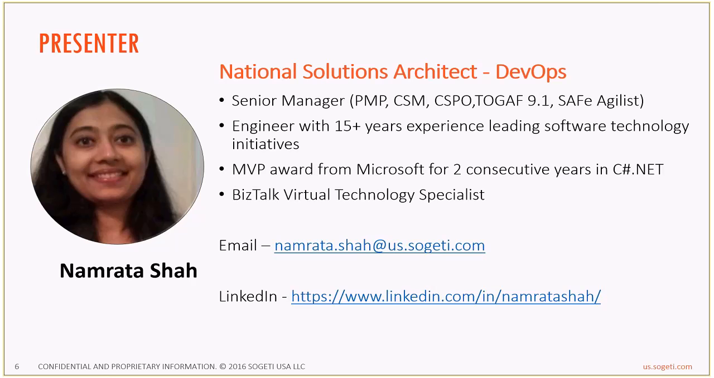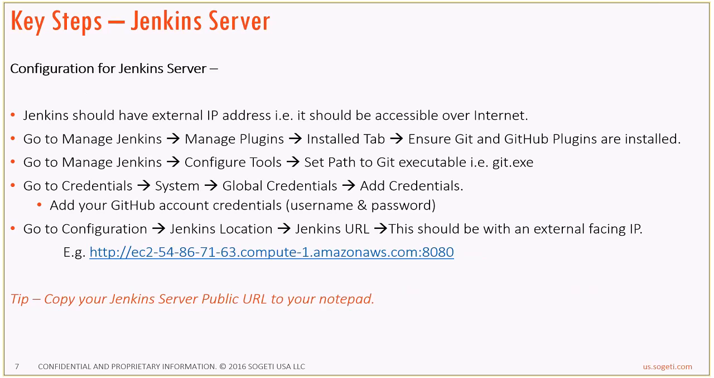So for today's discussion, we will see how we want to create a webhook between Jenkins and GitHub. Basically, to ensure that whenever there are changes checked in into our GitHub repo, our Jenkins project is automatically called or triggered. So for this discussion, what I have done is I have listed down some key steps that we need to take to ensure that this communication between Jenkins and GitHub happens.